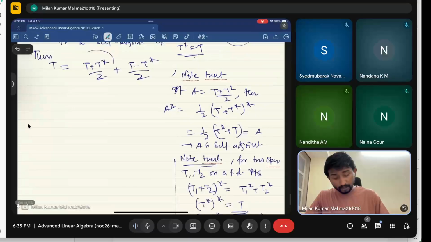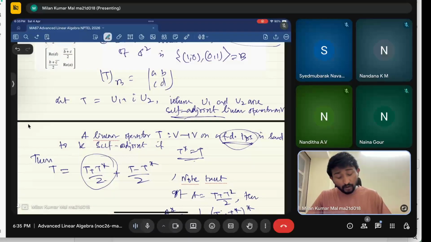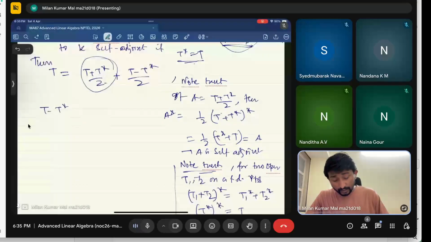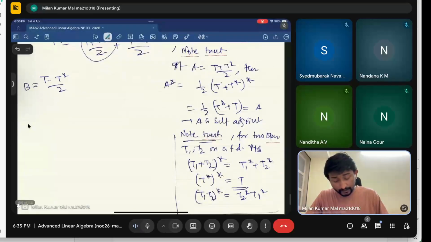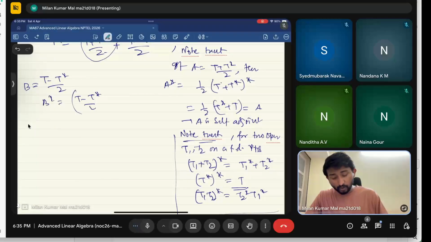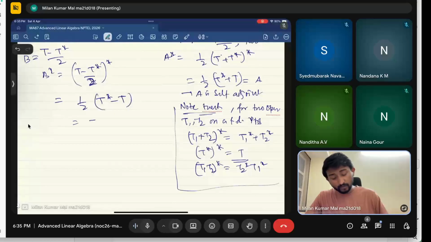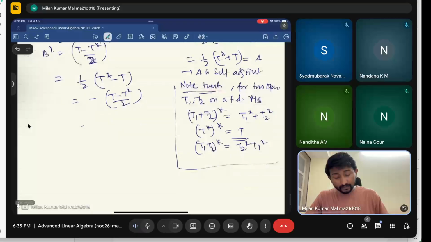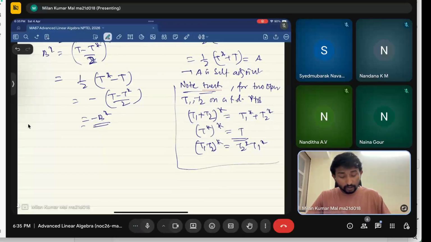But here, this operator is self adjoint. Here it is asked that U1 and U2 have to be self adjoint operators, right? Now, if I consider (T - T*)/2 as the operator, equal to B, then its adjoint B* is ((T - T*)/2)*. Outside will be 1/2, then by the formula, T* - T, but this equals minus (T - T*)/2. So it is becoming minus B*.